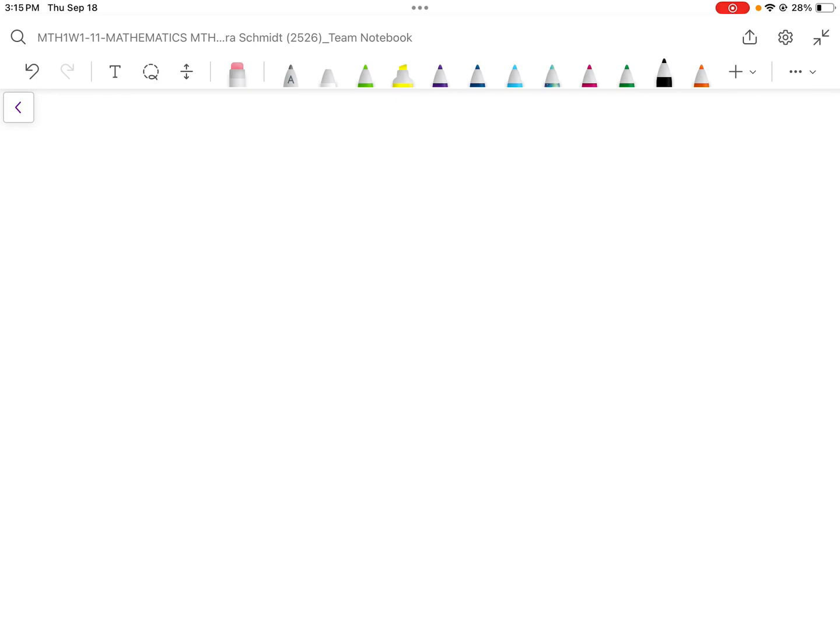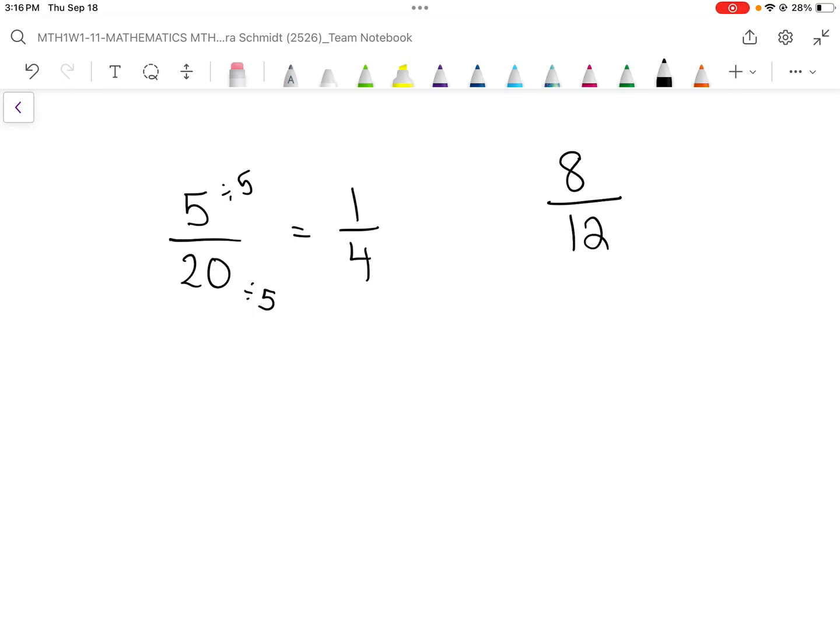So here are some other examples of reducing fractions. If you have 5/20, you can see that top and bottom are both divisible by 5. So that would leave you with 1/4. If you had 8/12, you can see top and bottom are both divisible by 4. So I would have 2/3. Top and bottom of that were both divisible by 2 as well, but I always want to pick the biggest divisor that I can. So that's how you simplify or reduce fractions.